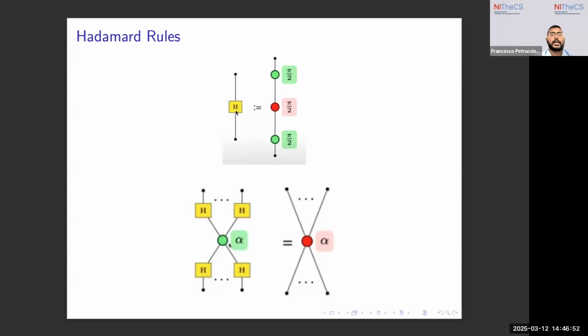So we will use this diagram here for Hadamard gates, but we know that it always can be decomposed into red and green spiders. And on the bottom here, if we have a spider and we put a Hadamard gate on each input and output, we can remove all these Hadamard gates and swap the color of the spider.